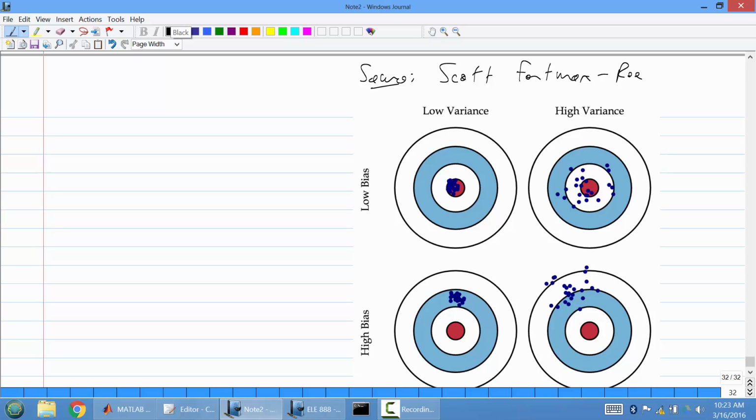Okay, so here's a graphical representation. Imagine you're at a shooting range and there's a bullseye target in front of you. The red areas are the expected outputs, and the blue dots are what the predicted outputs would be. So for example, this would be the ideal situation where your predicted outputs match the expected outputs.